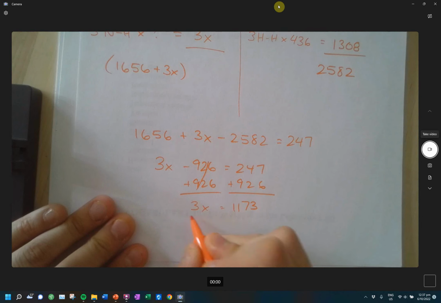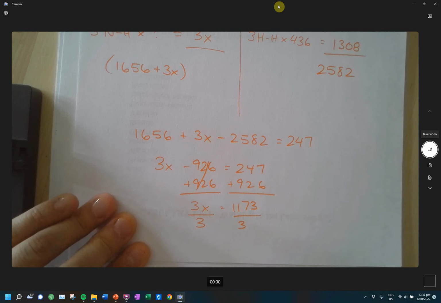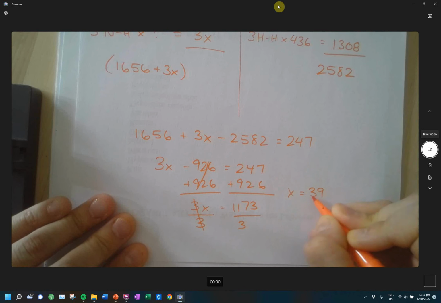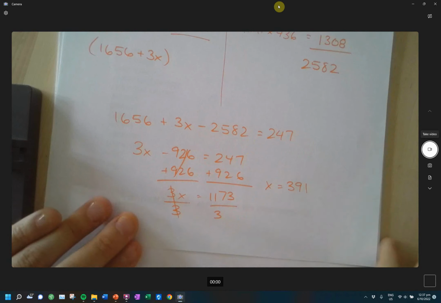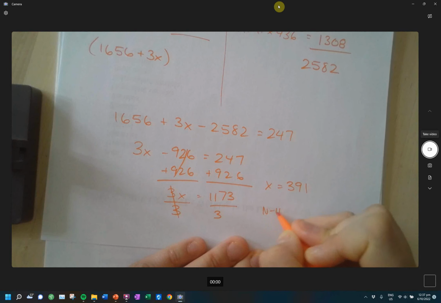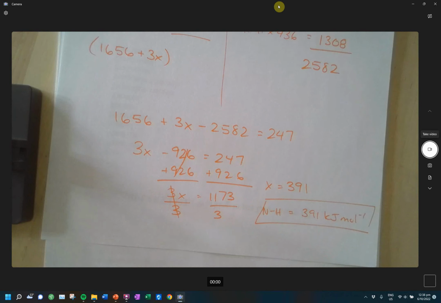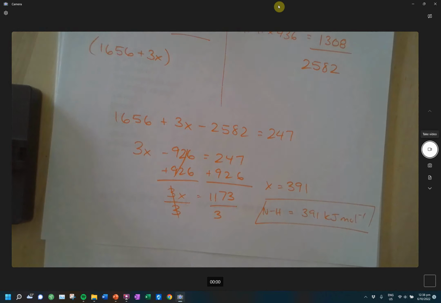I want to get rid of that 3, so I divide both sides by 3, because again, we're just doing some algebra. That cancels out. X equals 391. So the nitrogen-hydrogen bond is equal to 391. That's already in 3 sig figs, kilojoules per mole. And that's how I got that answer there. So that's how you do those questions. All right. Next one.